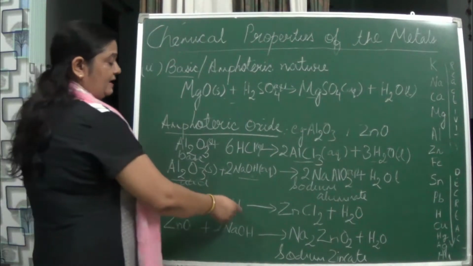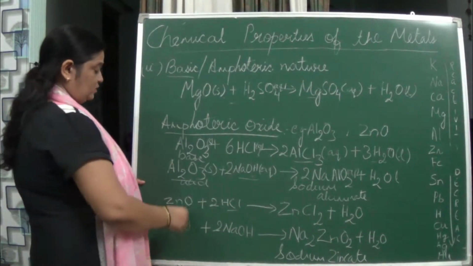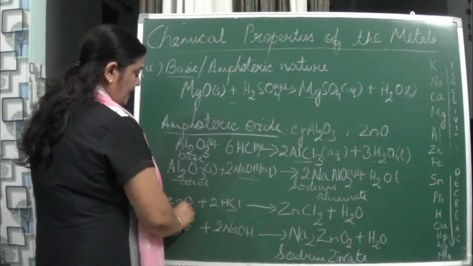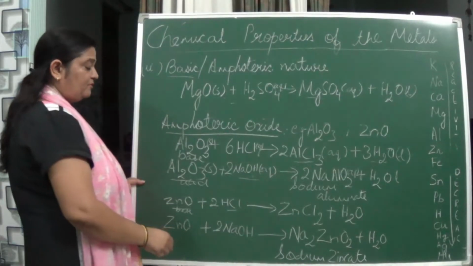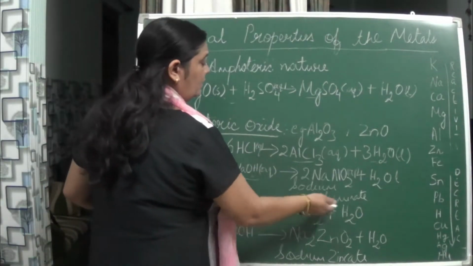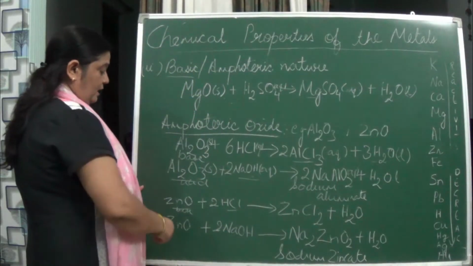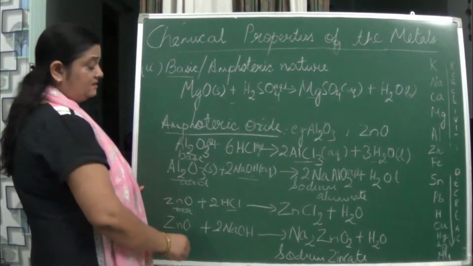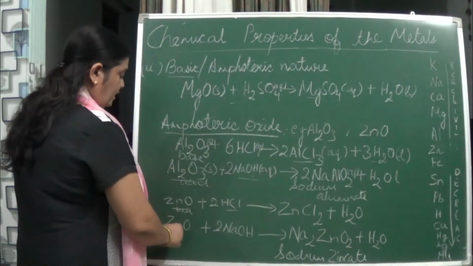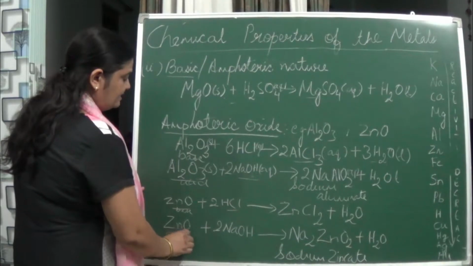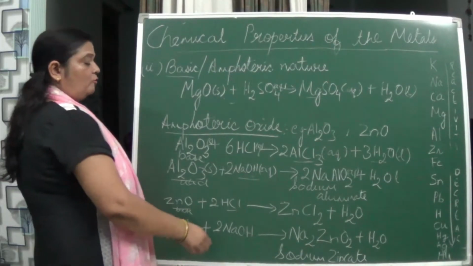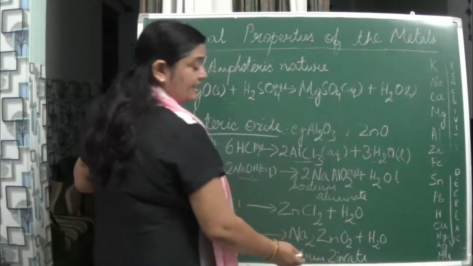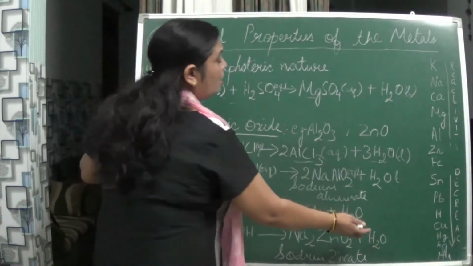Now like zinc oxide, here it is reacting with HCl. HCl is an acid. So here zinc oxide is acting as a base. So naturally what are we getting? Salt and water, that is zinc chloride plus water. Now when zinc oxide is reacting with NaOH, that is a base, isn't it? So here zinc oxide will act as an acid, and it will form what? Sodium zincate, Na2ZnO2 plus water.